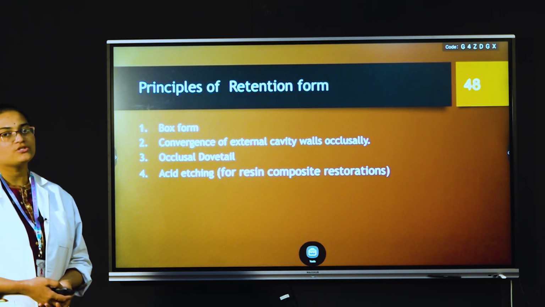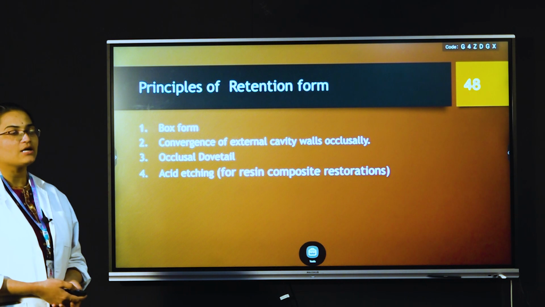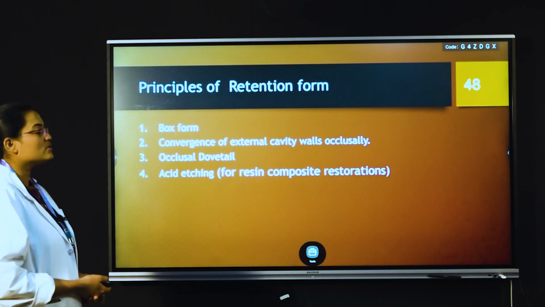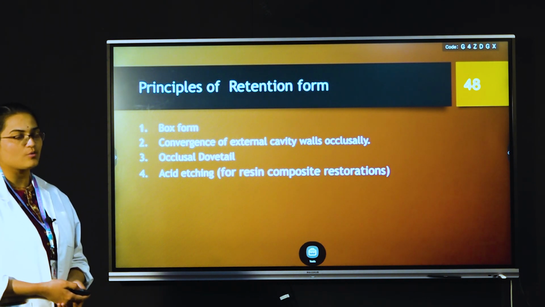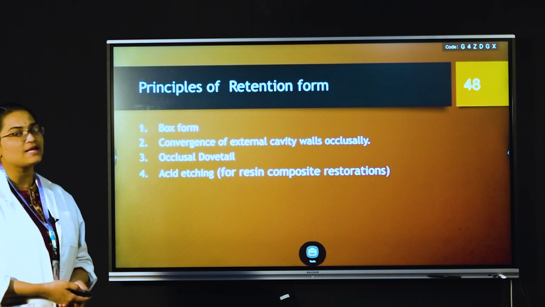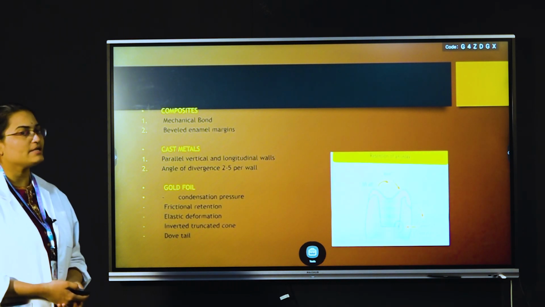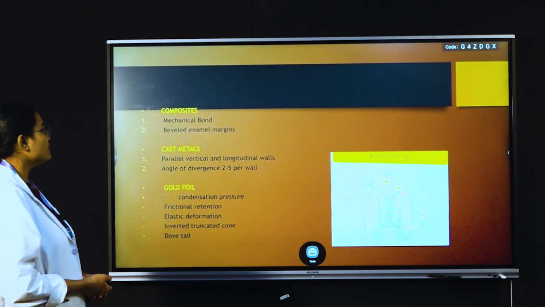The occlusal convergence and the dovetail are two important things useful for retaining the restoration. The box forms, the convergence, the dovetail, and also if you are using resin composites, then always acid etching helps us in the retention form. For composites, it increases the mechanical bond, and also the beveled enamel margins.